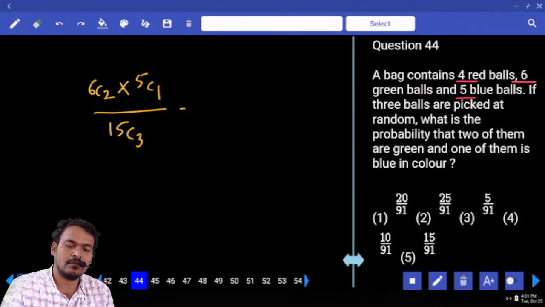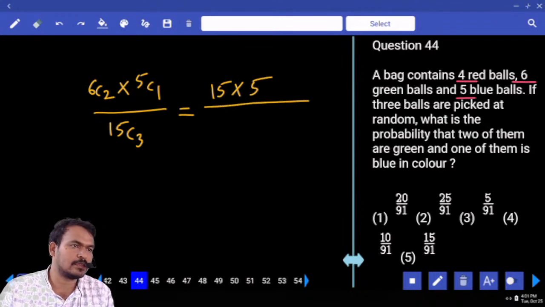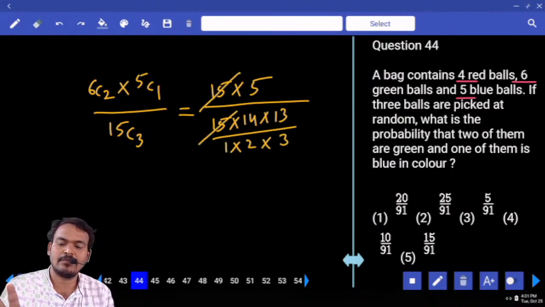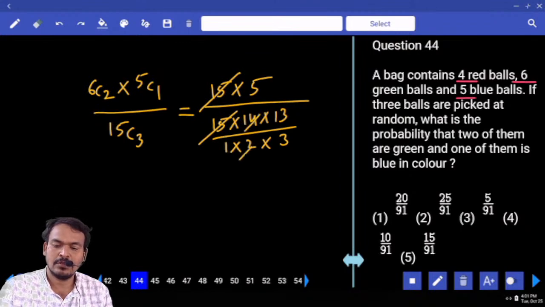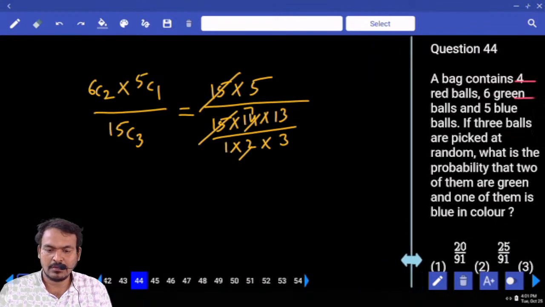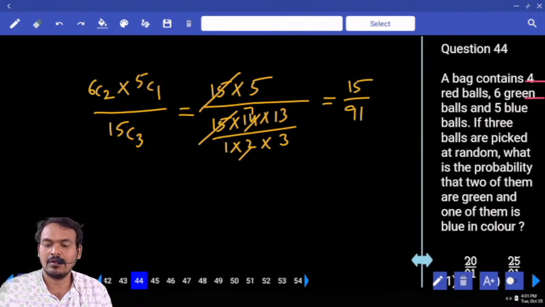What is the 6C2 value? 6 into 5 by 1 into 2. How much? 15. What is the 5C1 value? 5. By 15C3, 15 into 14 into 13 by 1 into 2 into 3 or not? Numerator 15, denominator 15 cancel or not? 2 times 7, or not? Any other cancellations? No. Then the answer is 15 by 91.